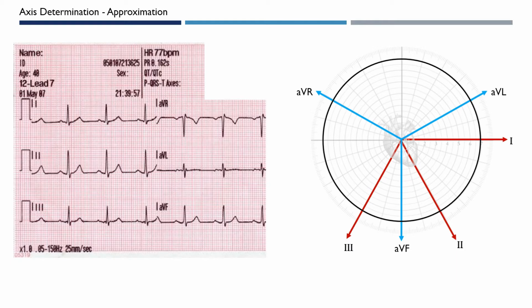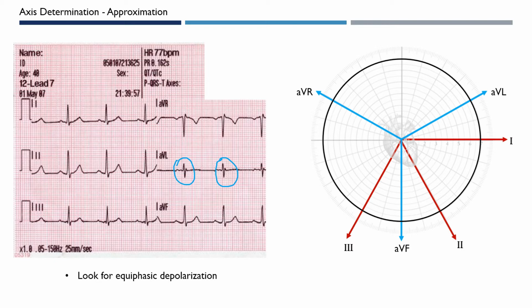The first of these is we're going to look for some overarching visual clues. The most important is to look for an equiphasic depolarization. What this means is we're going to look for patterns on the EKG in which there is an upward spike that is equal to the downward spike. In this EKG, that's demonstrated with AVL. Why might this be important, you might ask?